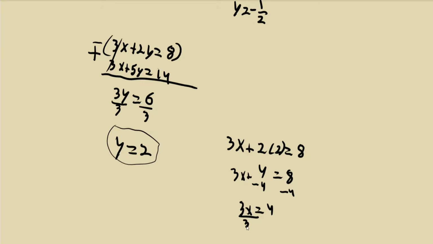We can just divide by 3, divide by 3. And then we have x is equal to 4 thirds, 4 over 3. And now the solution for this example right here is going to be 4 over 3, and then 2.